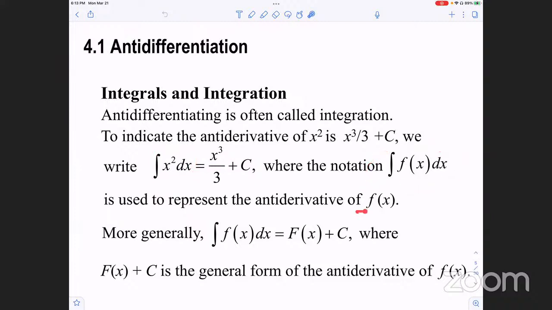to represent the antiderivative of f. We usually read this as the integral of f of x dx. More generally, the integral of f of x dx is F of x plus c, where F of x plus c is a general form of the antiderivative of f of x. So when we integrate, there's going to be some constant of integration, and you'll see why. It'll start to click as we work a few examples.